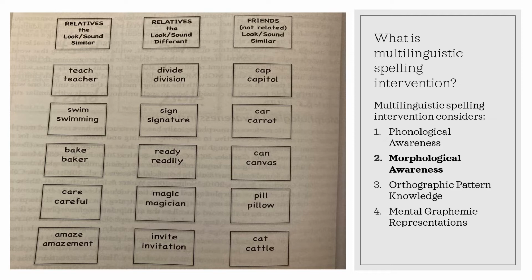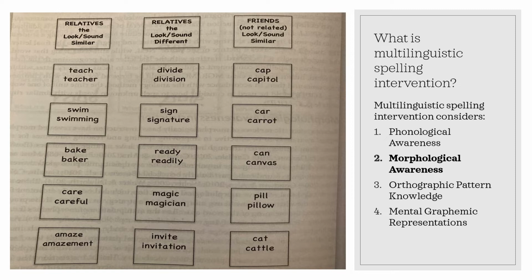With this specific activity in the picture, the student was given picture cards or written word cards to help them place these words within their corresponding categories, which could fall under they look and sound familiar, they look and sound different, or they look and sound similar but they're not related.